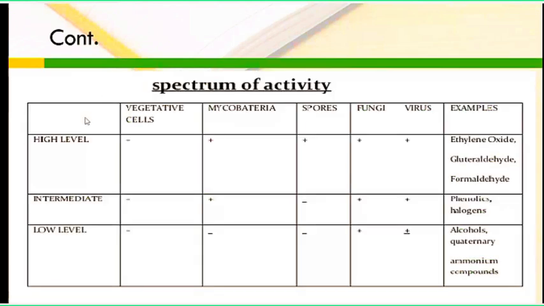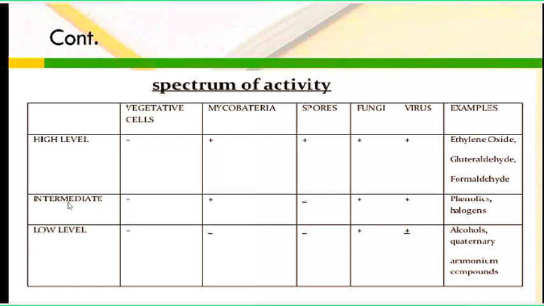This is a slide that is basically summarizing the spectrum of action of each of the disinfectants as discussed earlier. So here we can see that the high-level classification of disinfectants does not have effect on vegetative cells, but has effect on mycobacteria such as TB. Then it also has effect on spores, fungi, and viruses. Examples of high-level disinfectants include ethylene oxide, formaldehyde, and others.